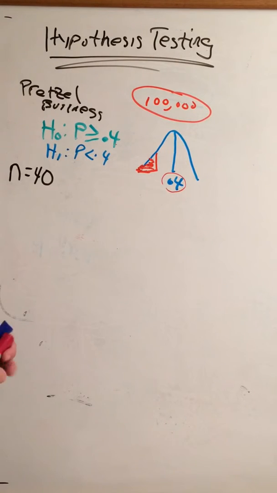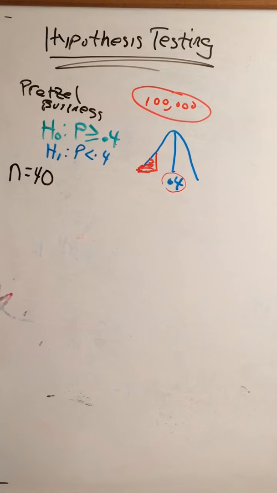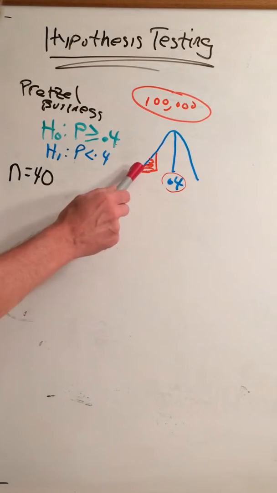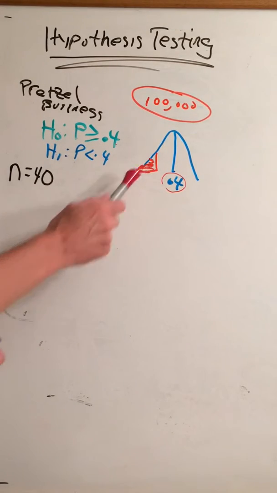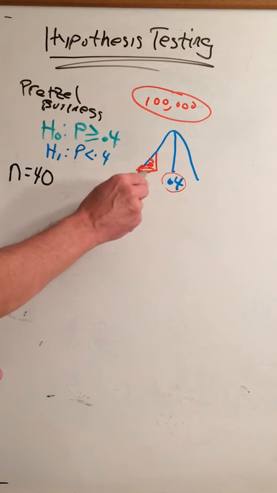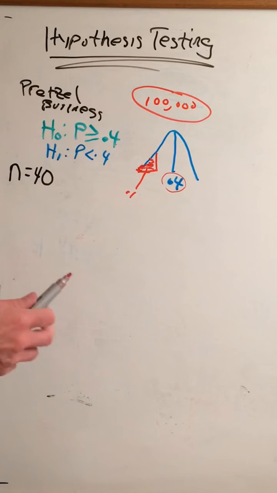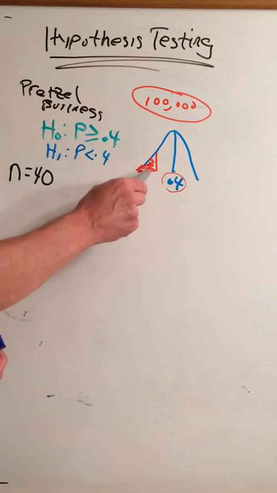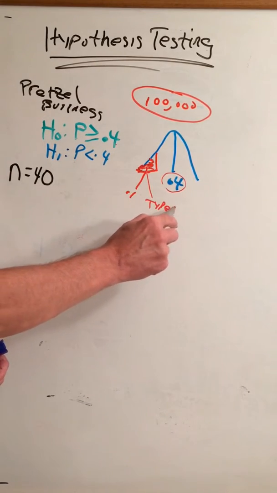Okay, so now we're looking at our area of rejection, in red right here. If it's that extreme, you get the probability of getting, let's say, 10%. And again, it depends on everybody's threshold of how much error they want to take. This is type 1 error.